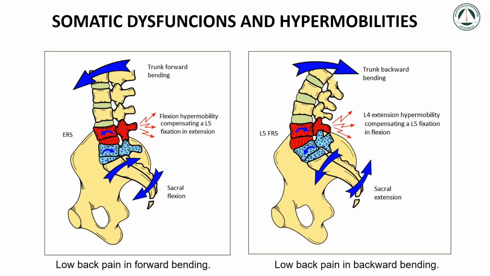Lumbar pain in forward movement of the trunk is related to ERS somatic dysfunction, but it is due to hypermobility in flexion of the overlying vertebra. Lumbar pain in backward movements is related to FRS dysfunction, but it is due to hypermobility in extension of the overlying vertebra.